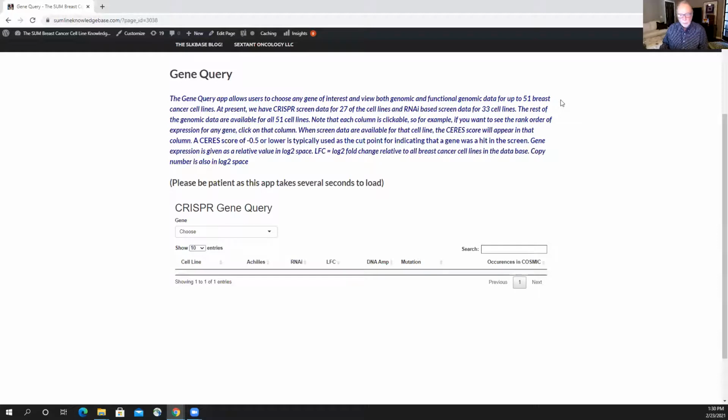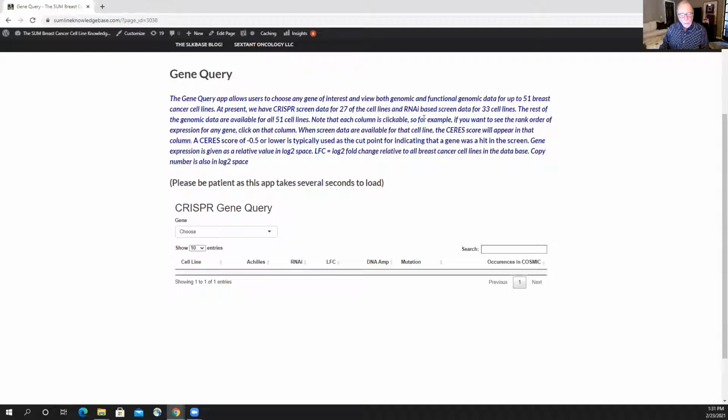There's CRISPR data, there's RNAi-based screen data in here. All of the genomic data, copy number, gene expression, point mutation, all of these data are leveraged within this tool. And I want you to note here, as I'll show you, that within the tables that come up, each column is clickable so that you can rank order the data any way you like for what you happen to be most interested in. I want to point out again that we use the screen data a lot to try and functionalize all of these genomic data.